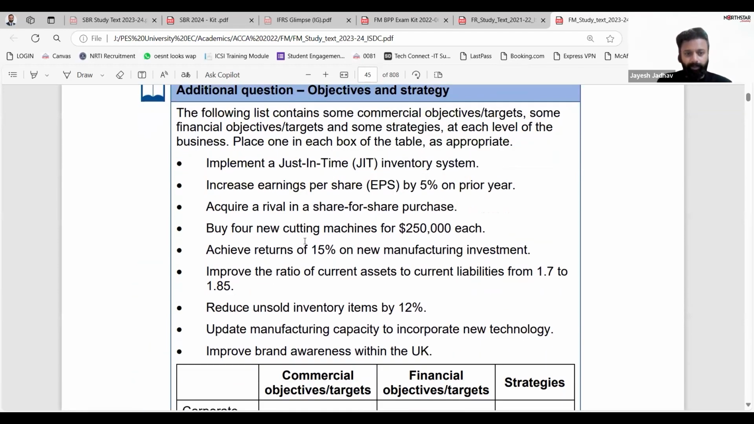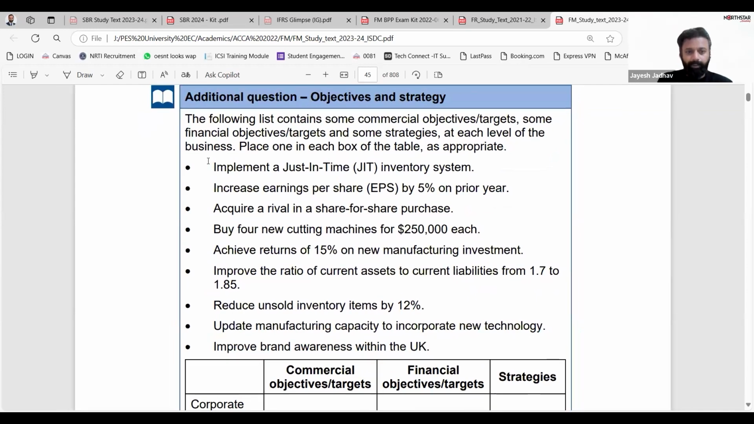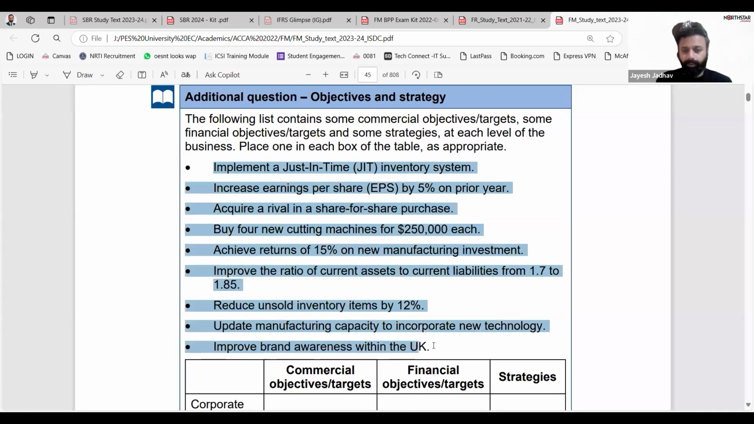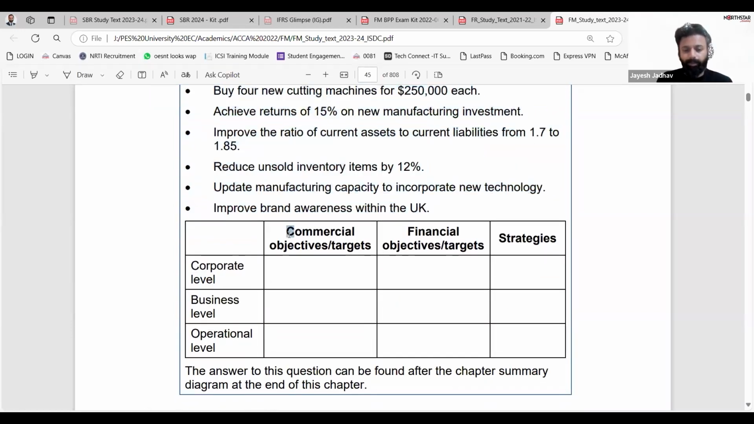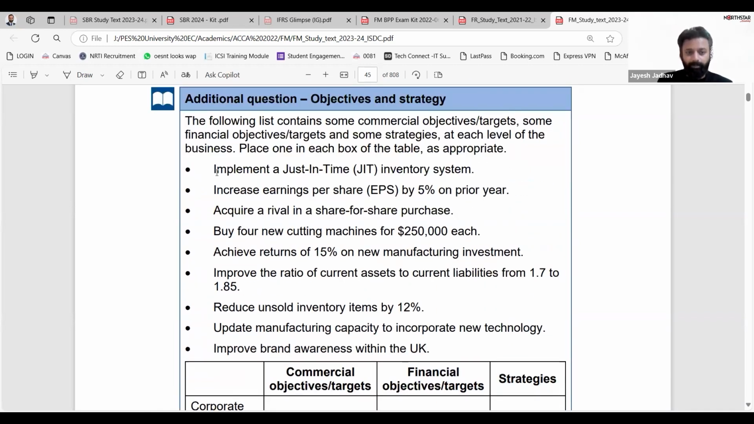All right, let's take this question. These are the various commercial objectives or targets that I have in mind, 1 to 9. I want you all to tell which of these are commercial objectives, which are financial objectives, and which are strategies. Then we have to map at what level they are: corporate, business, or operational. So let's start with the first one. Implement a JIT inventory system. Where do you think this will lie?